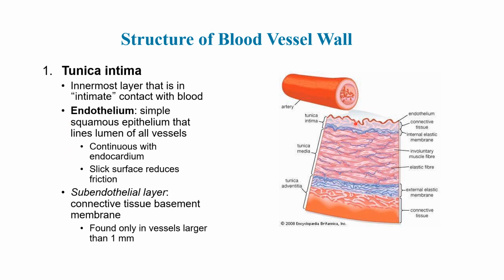And then under the endothelium, there is a layer which is known as the subendothelial layer. The subendothelial layer has connective tissue and basement membrane. So endothelium, then we have the subendothelial layer, and it is found only in vessels larger than 1 millimeter. All these layers, tunica intima, media, and adventitia, according to the type and size of the blood vessel, will be different from each other. They will have some difference.